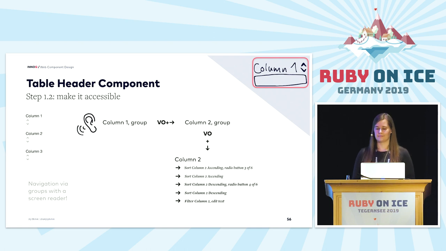Column two, you are currently on a text element. Sort column two ascending radio button. Sort column two ascending. Sort column two descending radio button. 4 of 6. Sort column two descending. Filter column two edit text.